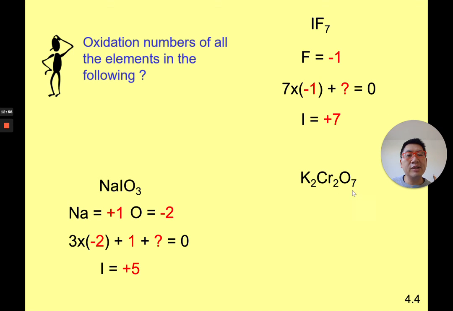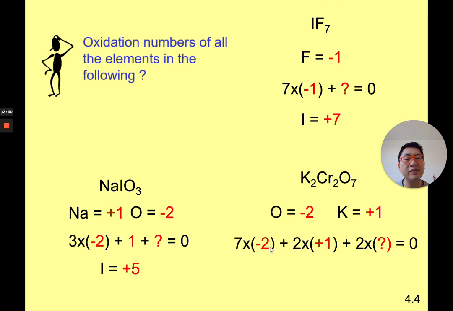Okay, next one, potassium dichromate. That's what this is called. This is 2 potassiums, 2 chromiums, 7 oxygens. I know oxygen for sure, it's going to be -2. I also know the charge of potassium. Potassium's a group 1 metal. If you look on a periodic table, potassium is a group 1 metal. All group 1 metals are always +1, no exceptions. So I have 7 -2s because I have 7 oxygens, and 2 +1s because I have 2 potassiums. 7 -2s plus 2 +1s plus 2 times whatever chromium is adds up to 0.